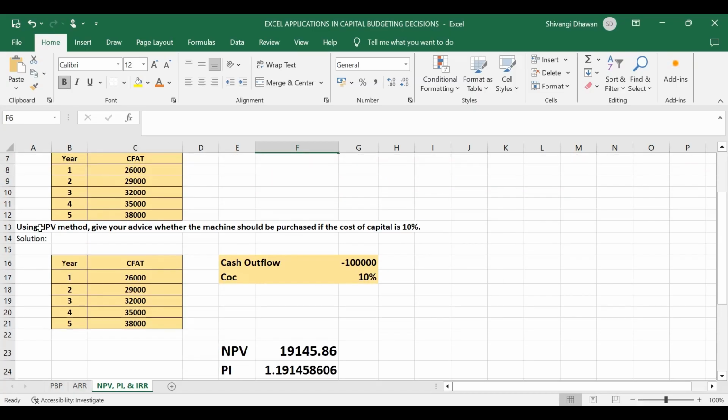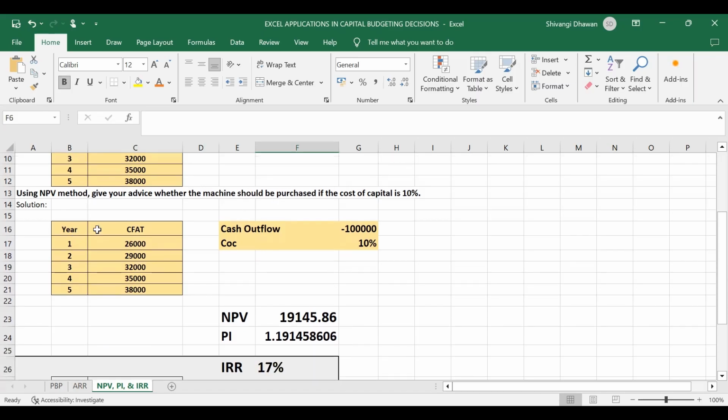The question says, using NPV method, give your advice whether the machine should be purchased if the cost of capital, that is our discount rate, is 10%. Discount rate is also known as hurdle rate or cutoff rate. Okay, so this is the question.